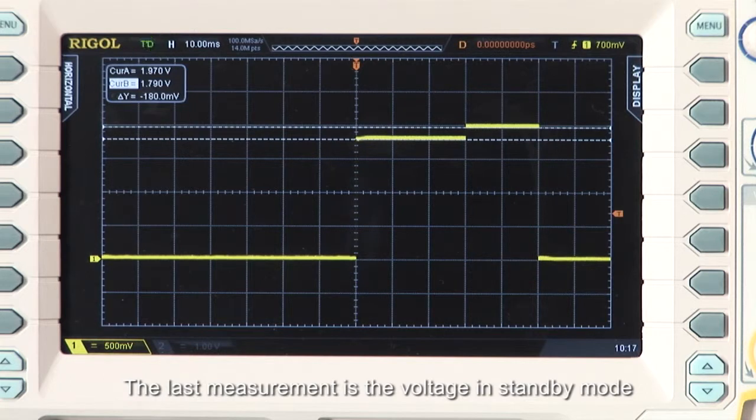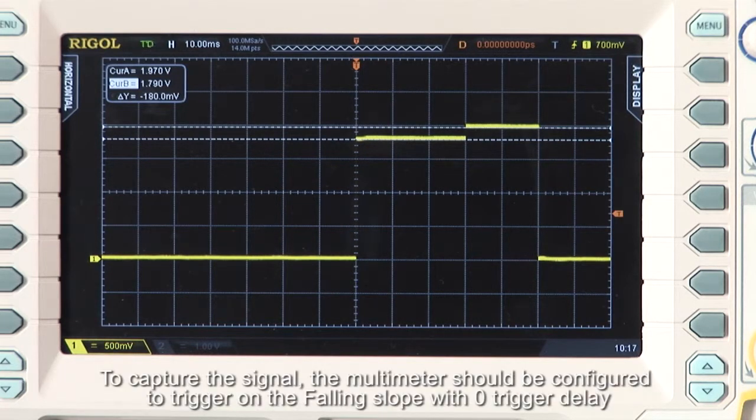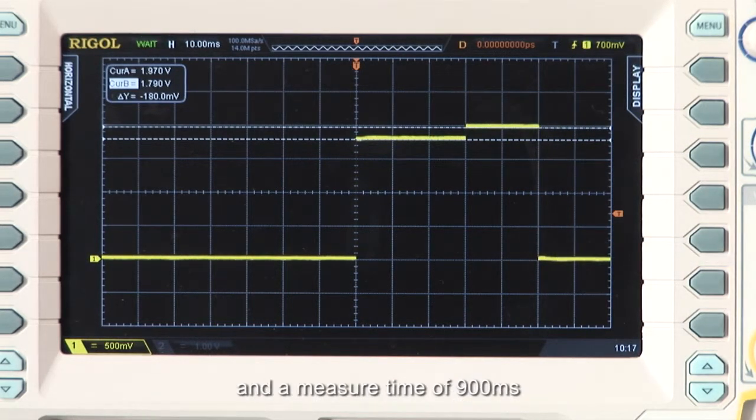The last measurement is the voltage in standby mode. To capture the signal, the multimeter should be configured to trigger on the falling slope with 0 trigger delay, and a measurement time of 900 milliseconds.